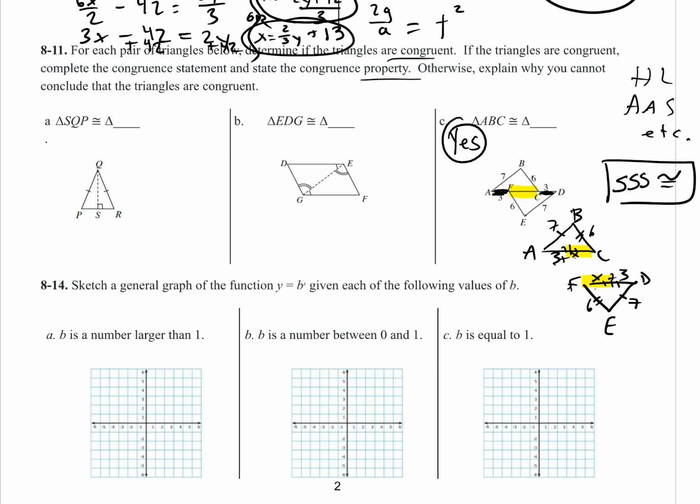Alright, so if a congruent statement would be ABC, that's the top triangle. Since we're going across side AB first, we need to go across side DE first, the other triangle, and it's DEF.